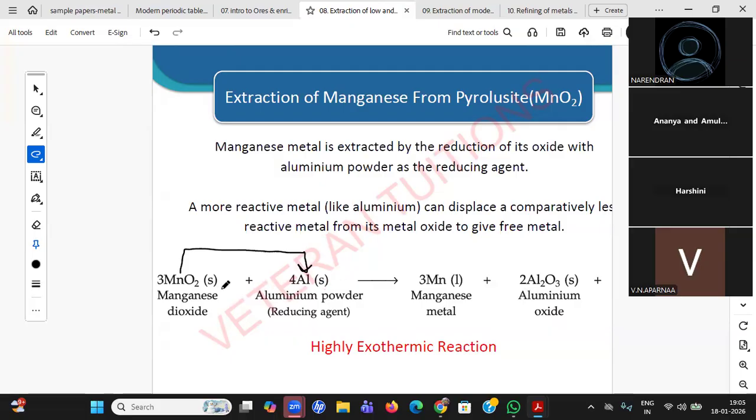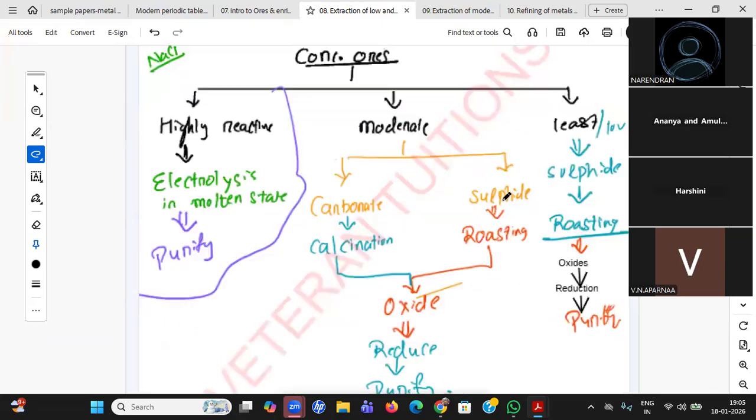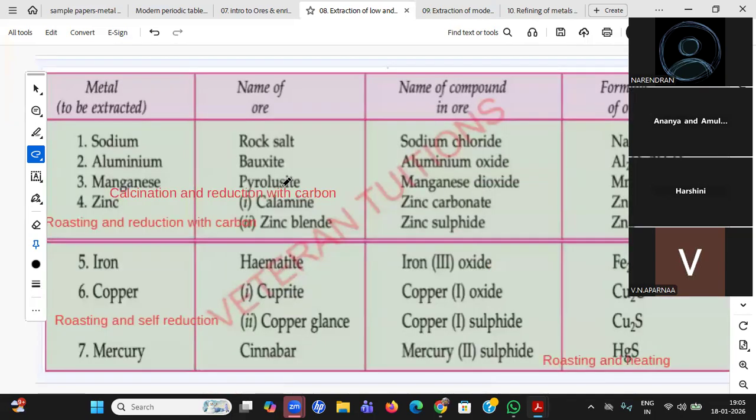Okay. Again, here it's a highly exothermic reaction. That's the reason in this procedure, whatever manganese is obtained, with very high temperature, we get it as a liquid. So in that way, we have finished manganese also.